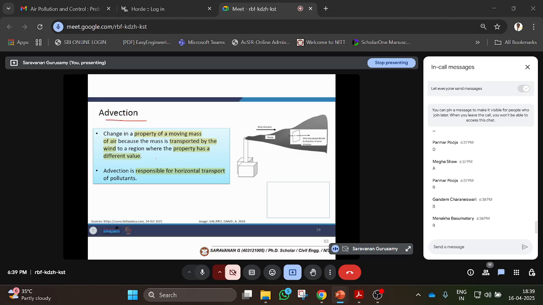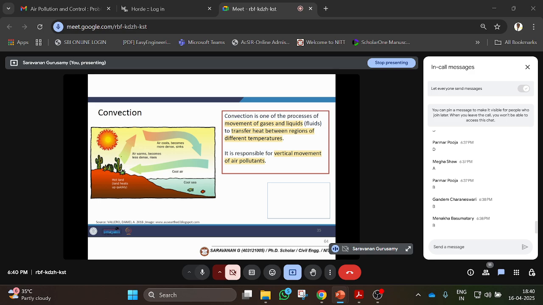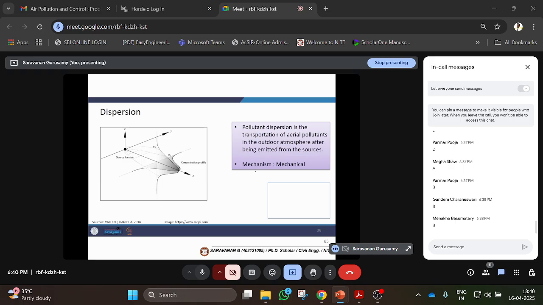Air advection, you can say horizontal movement or vertical movement, is due to a bulk moving mass of air. Convection is due to solar radiation. Here it is very warm because it's land. Here it is very cool because it is a water surface. So here it is very hot, so air will get heat, and due to density difference, it goes up. Here it has a higher density, so it will come here. This movement or circulation is called convection, due to the thermal difference in temperature. And dispersion, as I mentioned, constitutes the whole mechanical property.